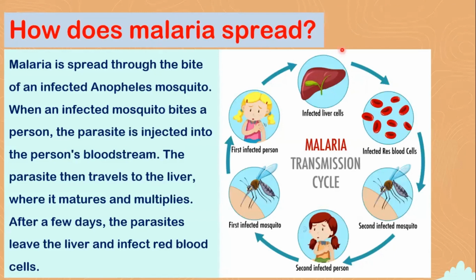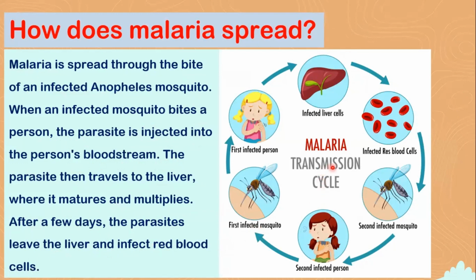How does malaria spread? Malaria is spread through the bite of an infected Anopheles mosquito. When an infected Anopheles mosquito bites a person, the parasite is injected into the person's bloodstream. The parasite then travels to the liver, where it matures and multiplies. After a few days, the parasites leave the liver and infect the red blood cell, which is known as RBC.